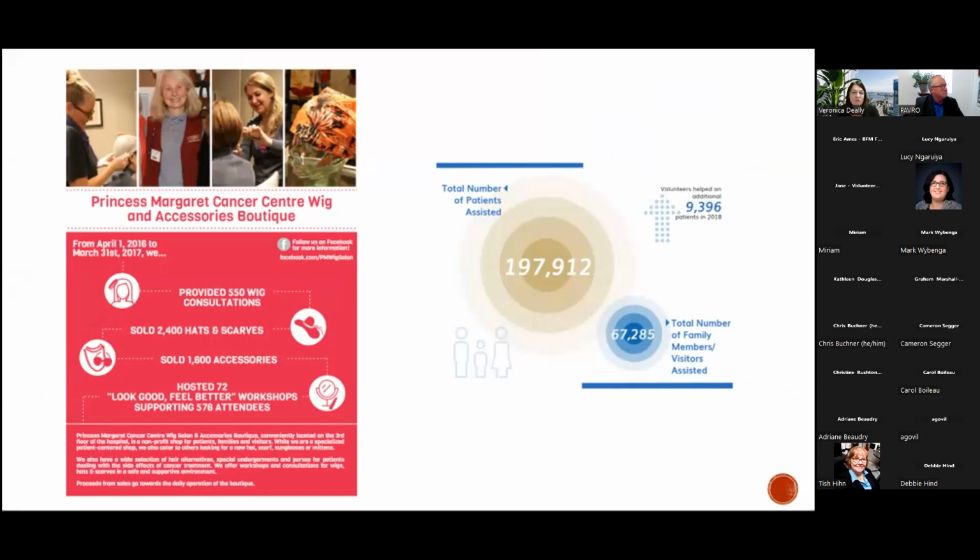These websites offer really great templates. The one on the left-hand side is for our Princess Margaret Cancer Center Wig and Accessory Boutique. That's like a mouthful of a name. But it's just a template that we took. We added some of our own photos at the top, and we manipulated the information, the font, and really selected what it is that we want to showcase to our leaders that we have done at the Accessories Boutique for that year.